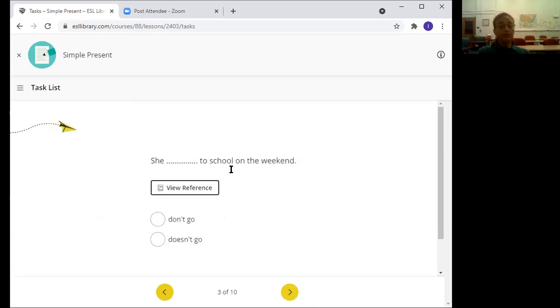She, and this is of course she, is a third person singular subject. We're going to use doesn't. She doesn't go to school on the weekend.